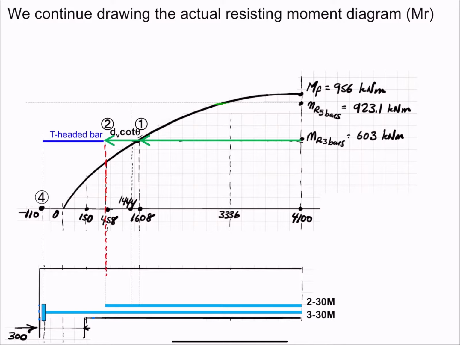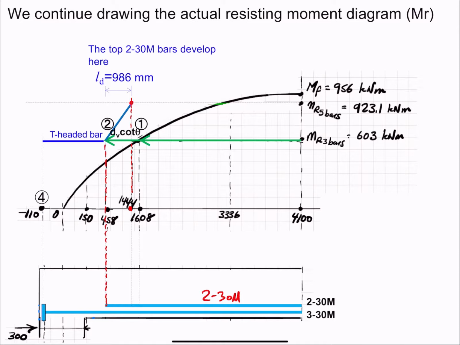Okay, at this point we find the 230s at the top, and we need LD to develop them. So LD for 30 bars is 986. The two 30s will need 986 millimeters to develop. So I have placed that length here, 1444 millimeters. So they will develop here.